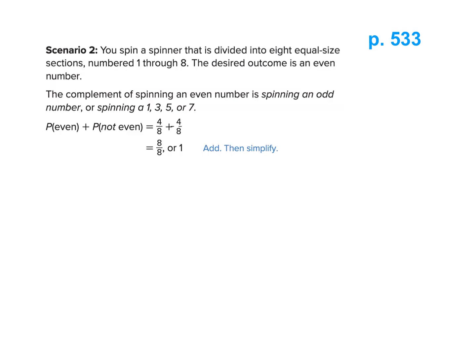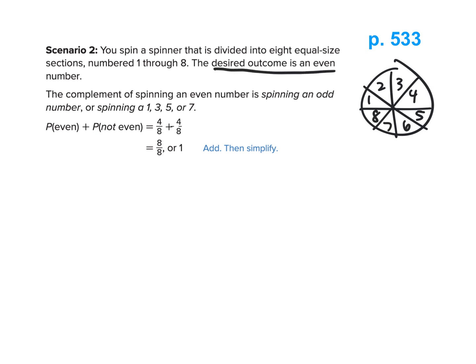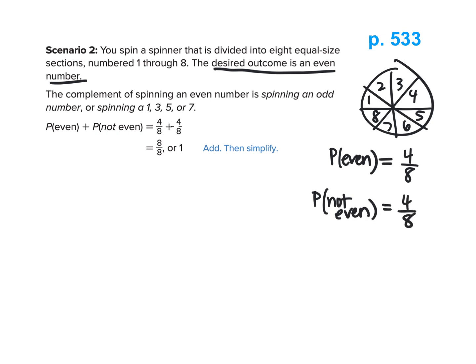So let's look at another one. So I have a spinner. It's divided into 8 equal sections, numbered 1 through 8. And I might say the desired outcome is an even number. I want to get an even number. So the probability of getting an even number is 4 out of 8. The probability of not getting an even, that's the complement, is also 4 out of 8, all the odd numbers. If I add those up, I get 8/8, which is the same as 1. So again, this is the desired event that I want to happen, the desired outcome, and this is the complement, like the opposite of what you want to happen.